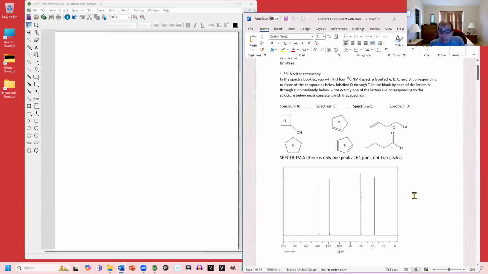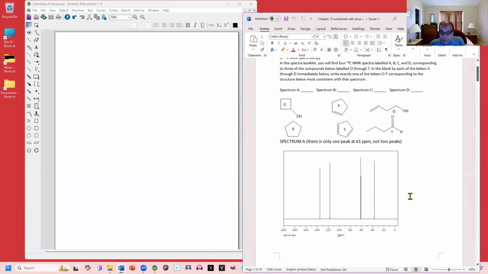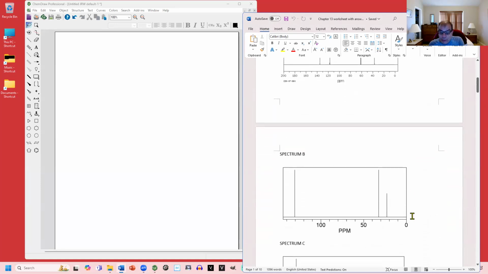So that's the answer to that one. Spectrum A is compound Q. What about the next one? Well, the next one has 3 types of carbon. 2 of these types of carbon are in the alkyl range. They're at about 20 or 30 parts per million. And then there's another one at about 130 parts per million. That's a very typical range for vinylic carbons, carbons that are involved in a carbon-carbon double bond.